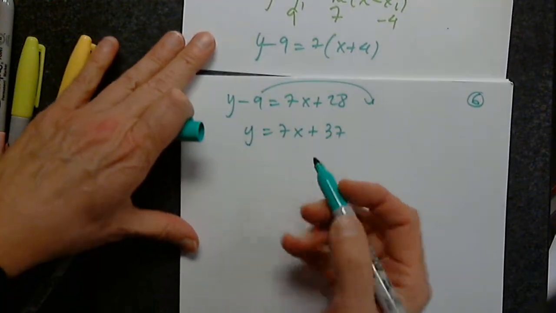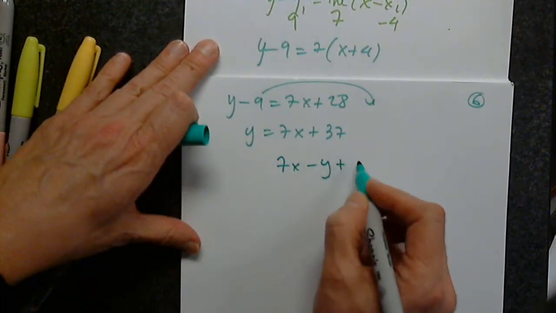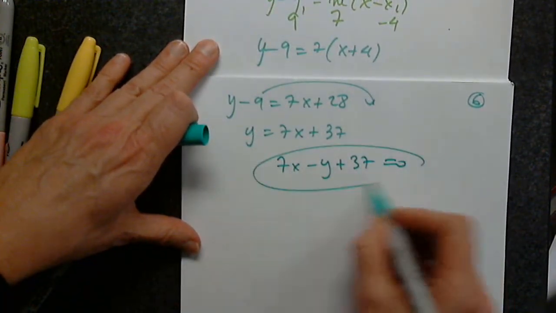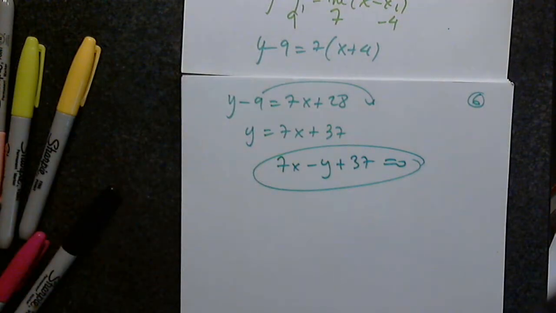The general form in this case will be 7x minus y plus 37 equals 0. Nobody cares about it. Here's why. I can't read the slope. I can't read the y-intercept. It has no meaning. I'm never going to ask you for that. But I know that my math lab is doing that.